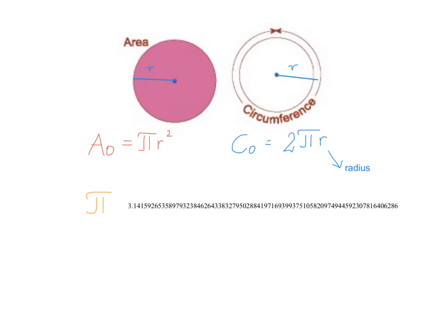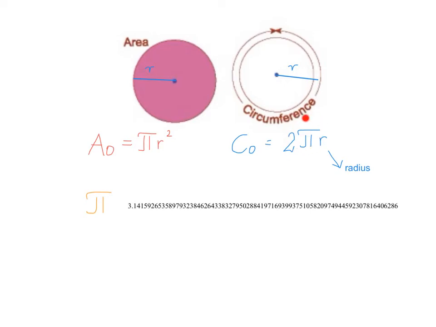Here we have a formula for the area, and it says the area of a circle is pi multiplied by r squared, where r is the radius. And here we have the circumference, and it's 2 multiplied by pi multiplied by r.